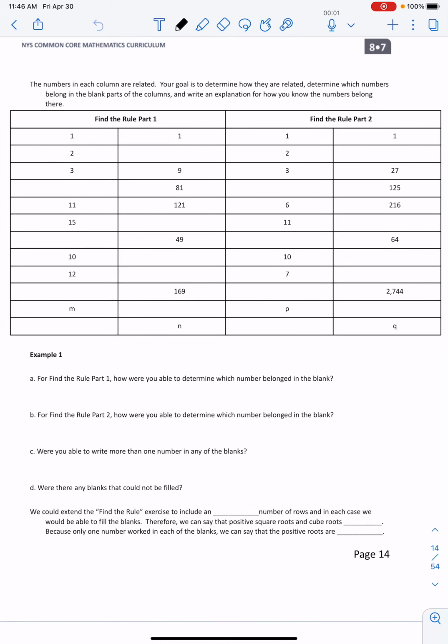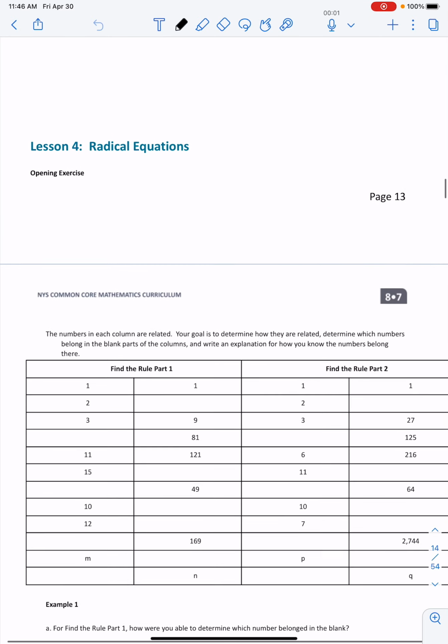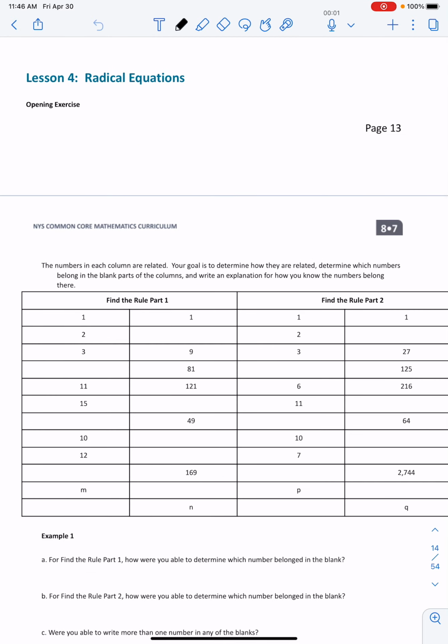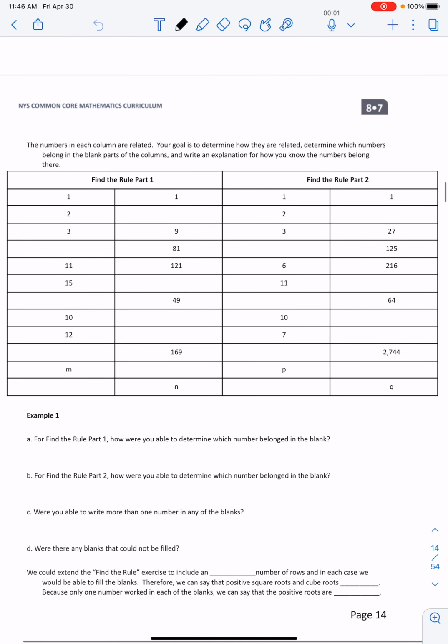This is lesson 4. This is on radical equations. So for our opening exercise, it says the numbers in each column are related. Your goal is to determine how they are related. Determine which numbers belong in the blank parts of the columns and write an explanation for how you know the numbers belong there.